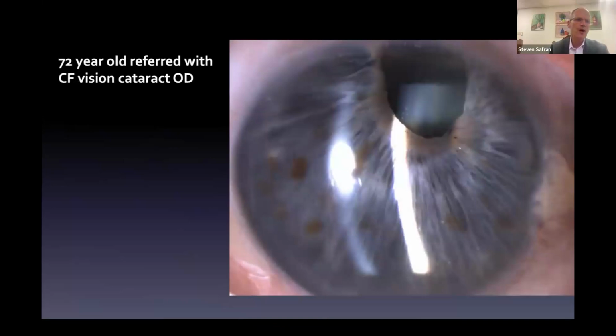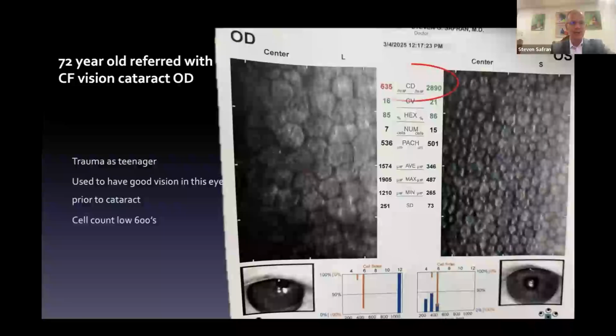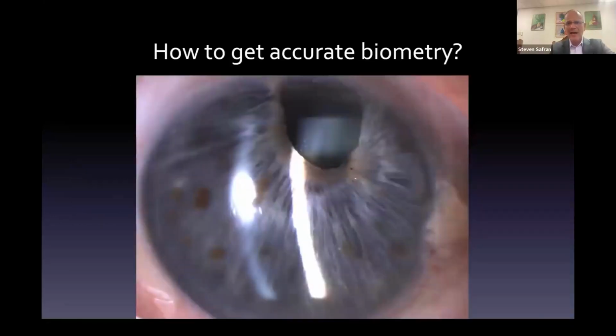Now, this is a 72-year-old. This was a few months ago. This is referred from a couple hours away with count fingers vision and a cataract in the right eye. He had trauma as a teenager. He used to have good vision, or so he says, in this eye prior to the cataract developing. His cell count is in the low 600s in this eye because he had some surgery done on it when he was younger. So how do we get accurate biometry on this guy?